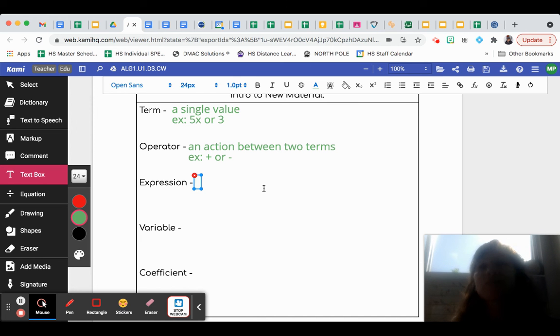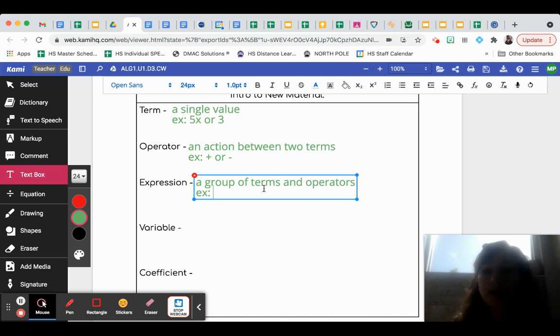All right, an expression is a group of terms and operators. For example, 5x minus 3 would be a group of terms and operators.